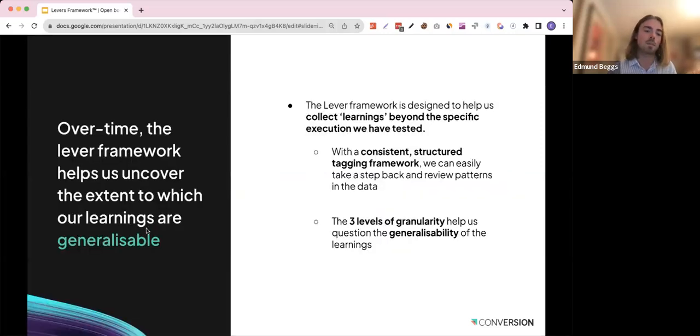So over time, the levers framework is helping us to uncover the extent to which our learnings are generalizable. What is the scope of them? Where do levers work and where do they not work? To what extent should we double down on and prioritize these things? We're learning over time and developing a more robust understanding of our users and of CRO more broadly.